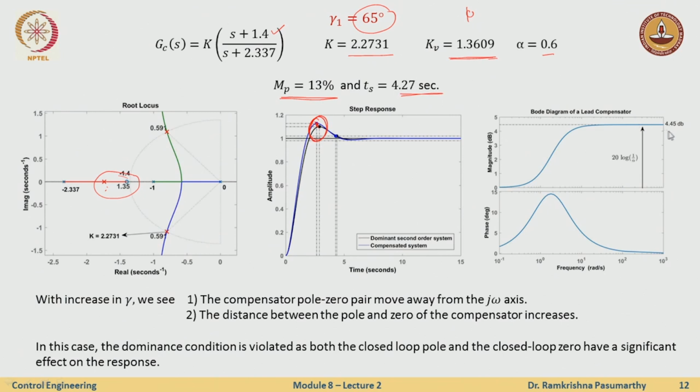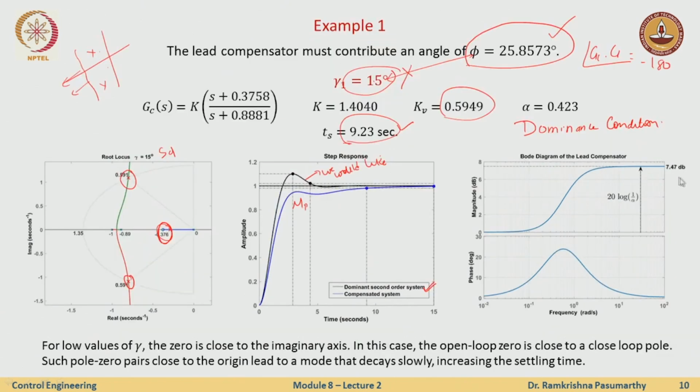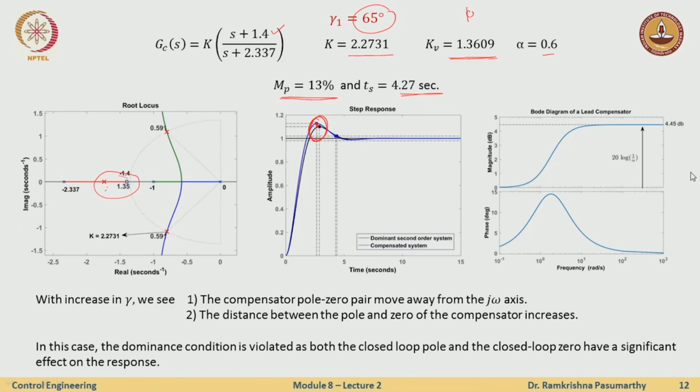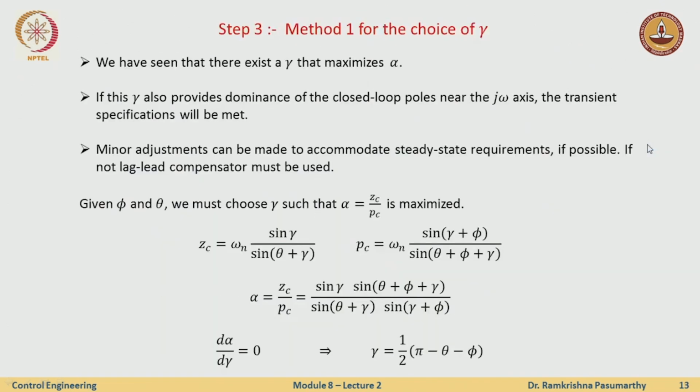Because if you see, this is 4.45 dB here, this is 4.06, this is 7.47. So, as I said earlier, I want to keep this length to the minimum. So a good gamma is the one which maximizes alpha. And not only that, this also helps me satisfy the dominance condition, in such a way that the transient specifications are met.